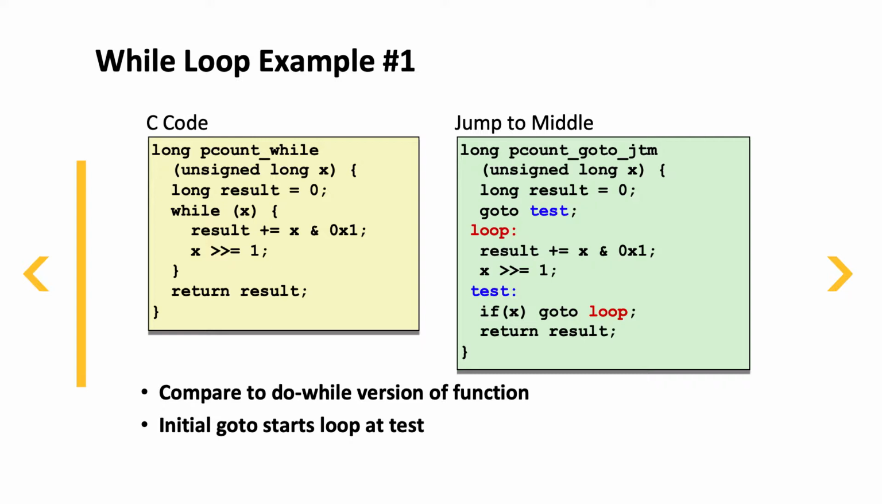Now, over here on the right, the jump to middle Goto version, all we're going to do is put a little gatekeeper up at the top. We're going to say, you know what, go to test before we get to the loop. We'll jump down to the test, do our condition. If that evaluates to true, we'll go back up and execute the loop, and then we're right in exactly the same code as we dealt with the do while translation. And of course, if x is 0, then we fall out and simply return our result.